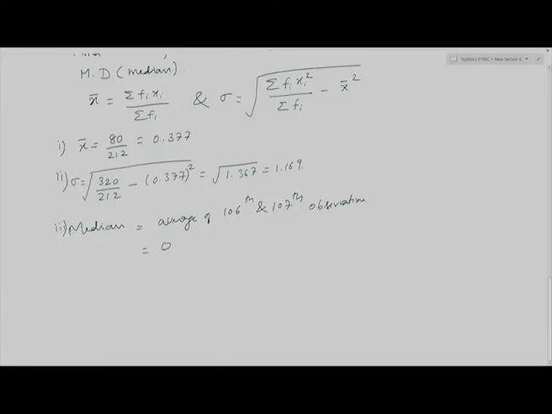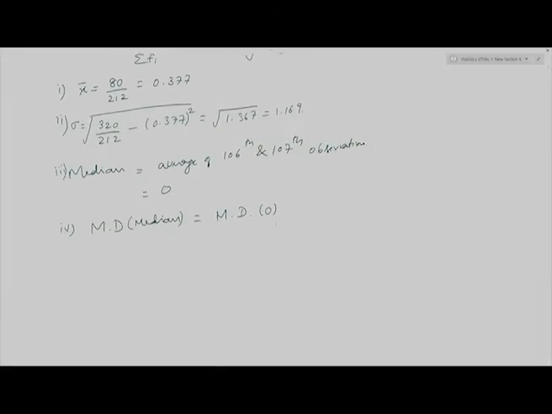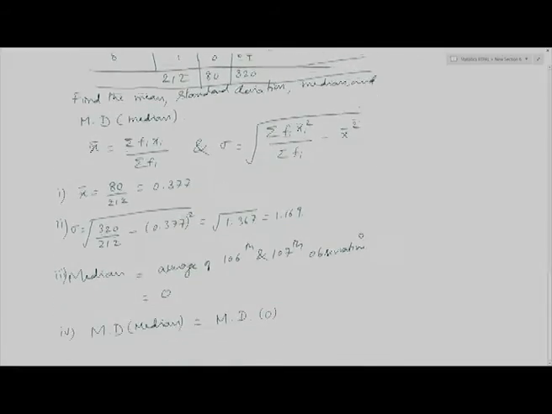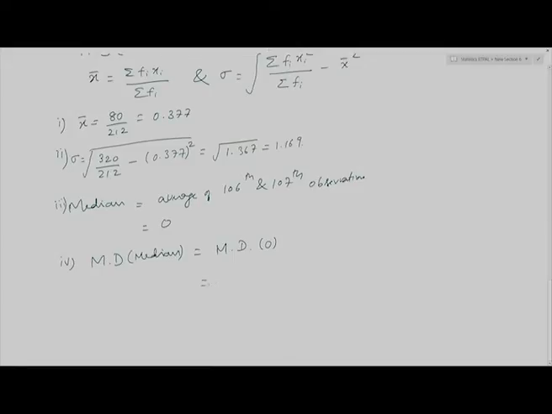Okay. Therefore, now we want to calculate the fourth one, that is the mean deviation about the median, which is equal to the mean deviation about the point 0, which by formula is 1 by sigma fi, and the sum of all the deviations from 0, that is fi times xi minus 0.